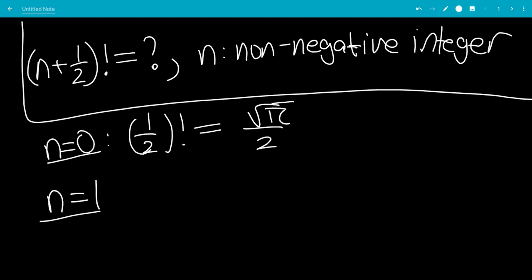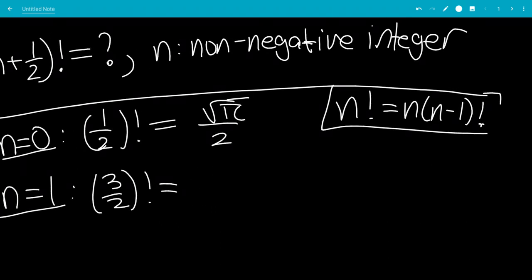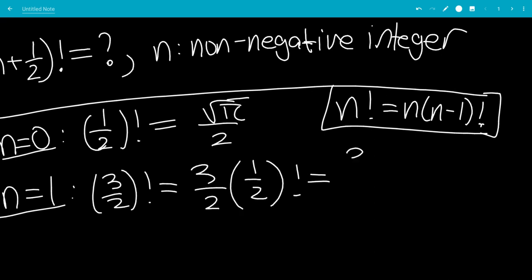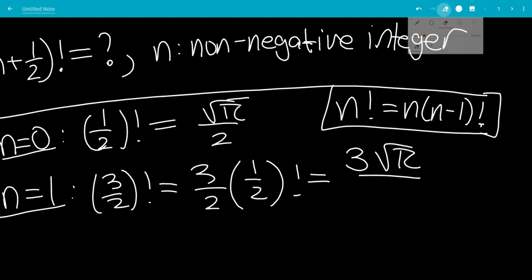So n equals 1. We have 1 plus 1/2, which is 3/2 factorial. n factorial equals n times n minus 1 factorial. Use that rule. That leaves us with 3/2 times 3/2 minus 1, which is 1/2, which is 3 square root of pi over 2 times 2 from this result. And 2 times 2 is 2 squared.